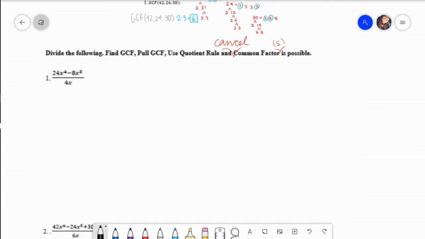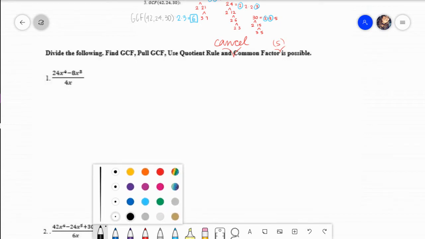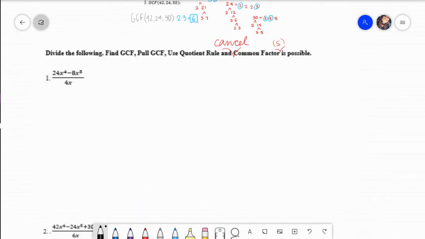So this is what I mean. We found the GCF, right? We're going to pull out the GCF, and the way you do that is we're going to write it 8x cubed. And then we have 4x right here. Okay, so I pulled out the 8x cubed, right? This is the same thing that we've done with the quotient rule, but now it's just kind of written a little different. I'm going to do my parentheses.